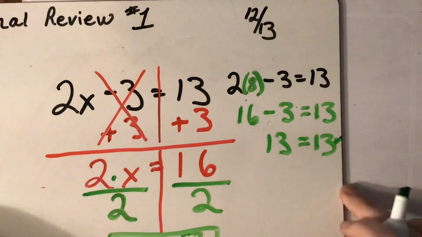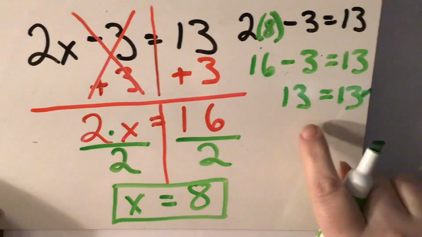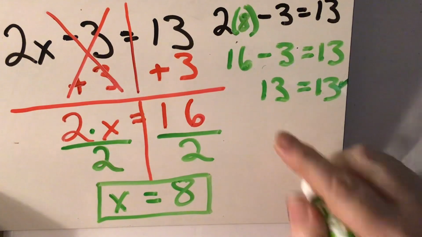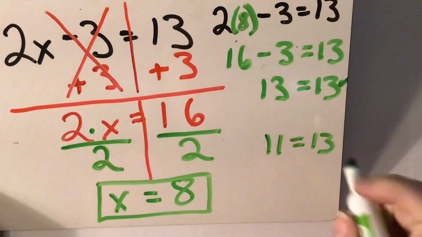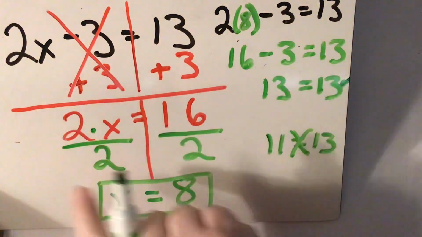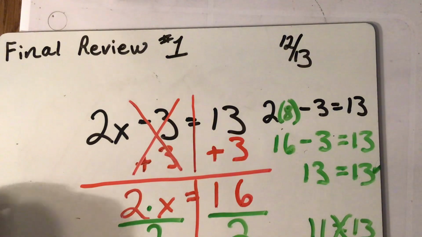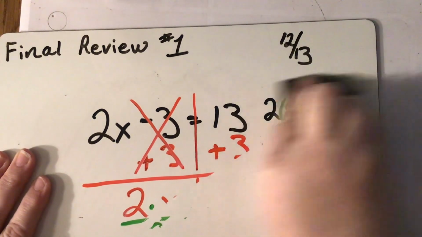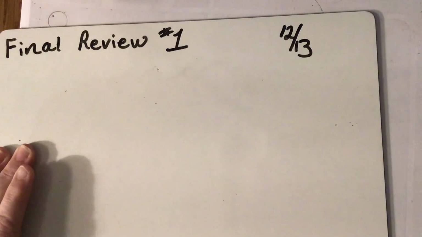All right, so we're good. I know my answer is correct. It's an 8. Now remember, if I get something other than 13 here, if these two numbers don't agree, if I get like 11 equals 13, that's not right. Something is wrong. I need to go back because I've made a mistake over here. That's why we do the check. All right, let's go back to that other problem because I forgot to do the check.